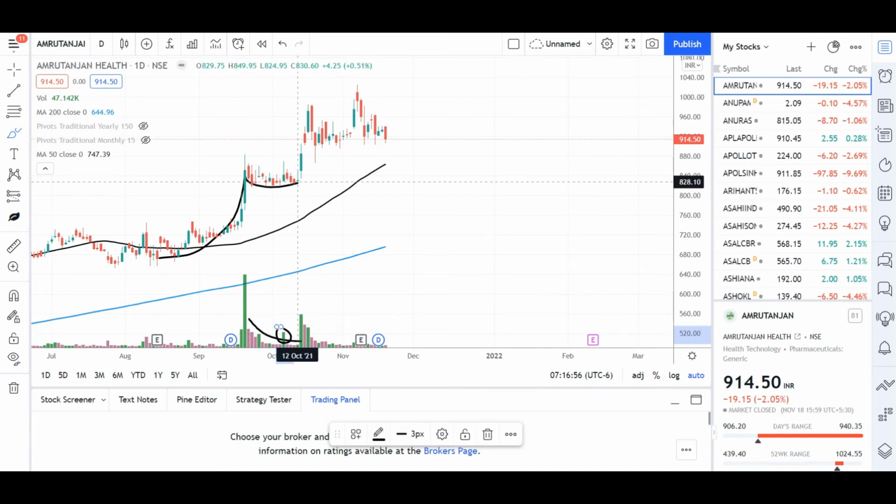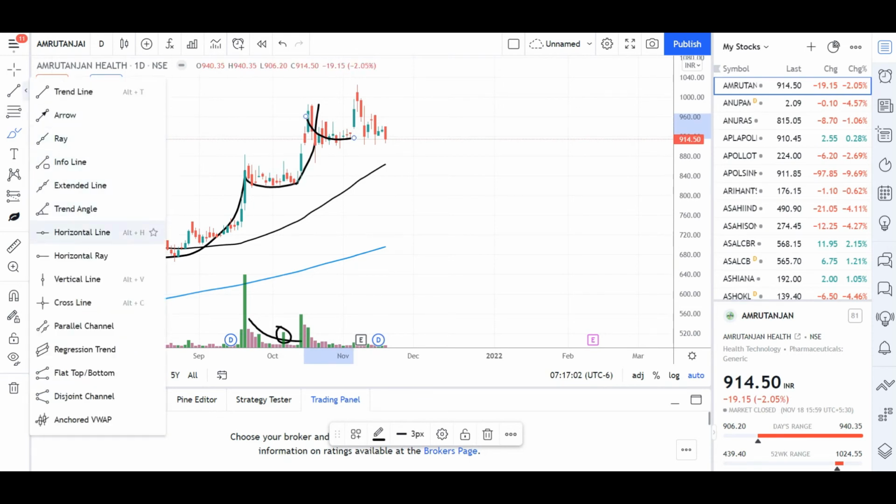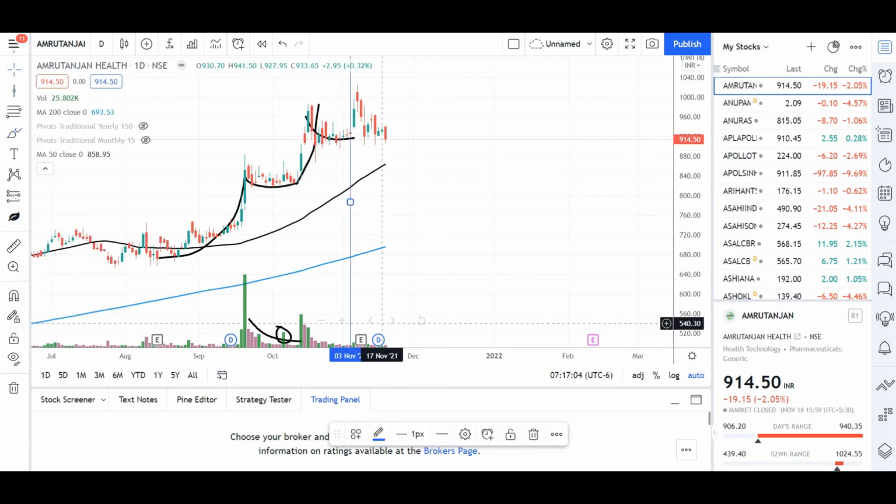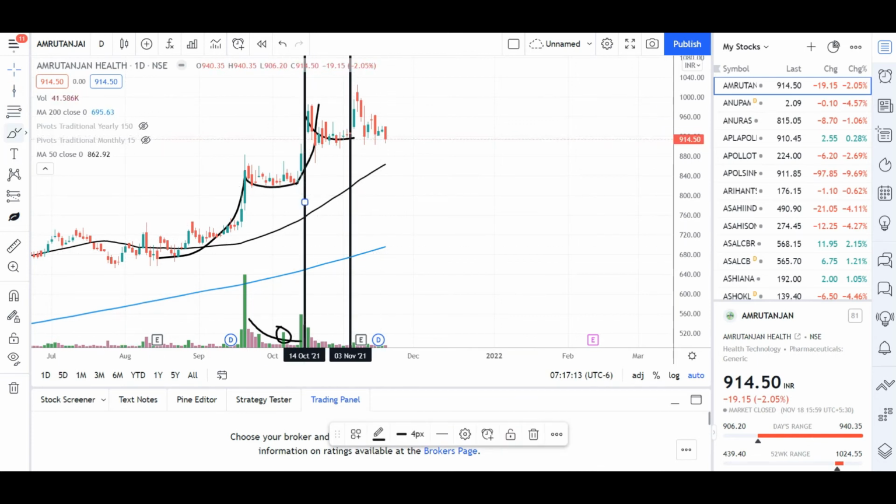Then again it went up, and then again it went sideways. Between these two lines, during this period, you can see the volume was again going down.